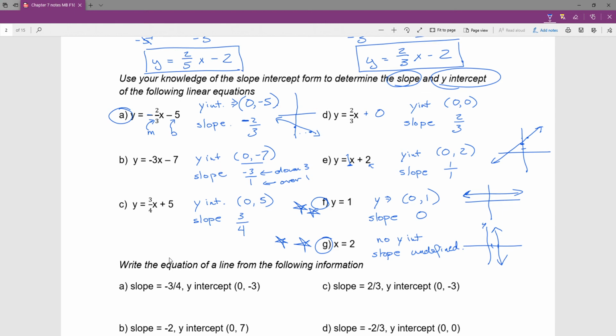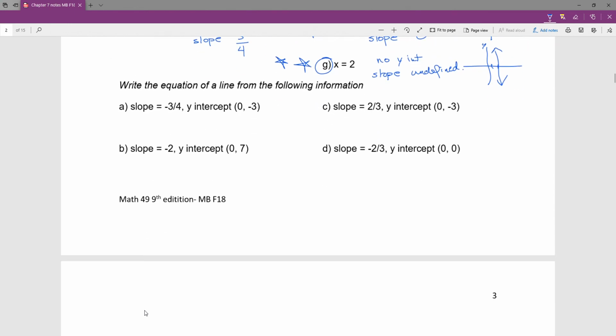So the next part of the notes takes this and rolls it kind of backwards. It gives you the intercept and the slope, and it says write the equation of the line. So we know that y equals mx plus b. We know that the m is the slope and the b is the y-intercept. And so we can go backwards from this.